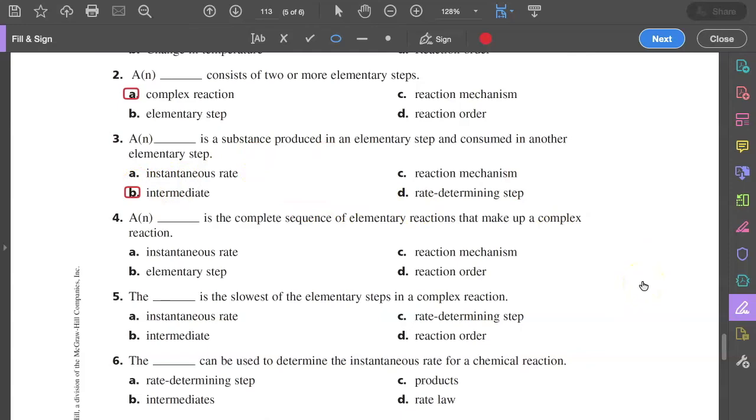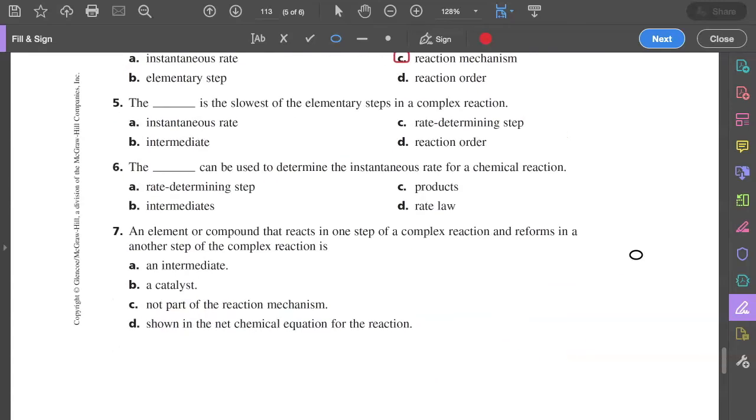Number 4. A blank is the complete sequence of elementary reactions that make up a complex reaction. I just said it a few seconds ago, didn't I? Reaction mechanism. That is our sequence of steps.